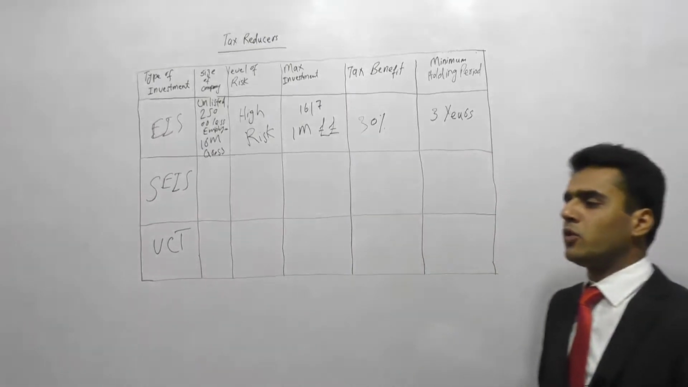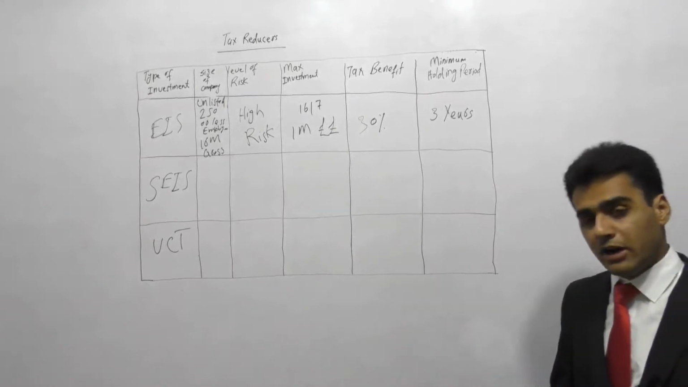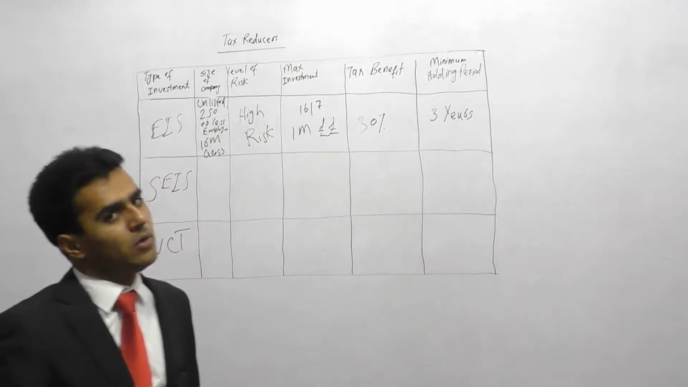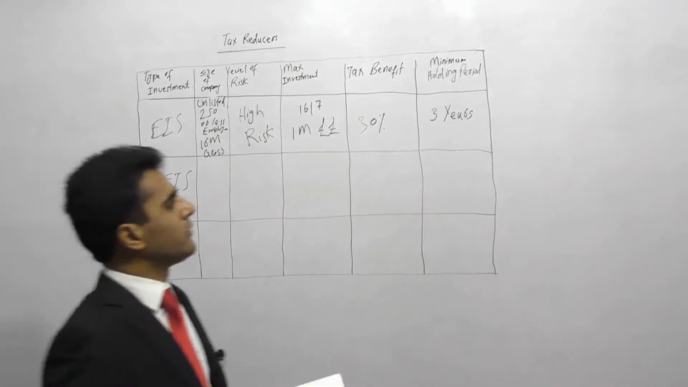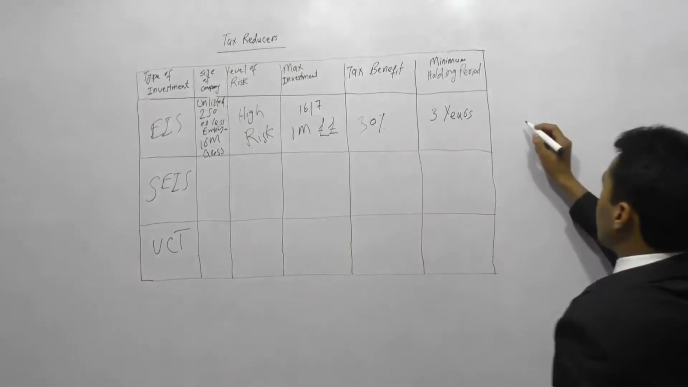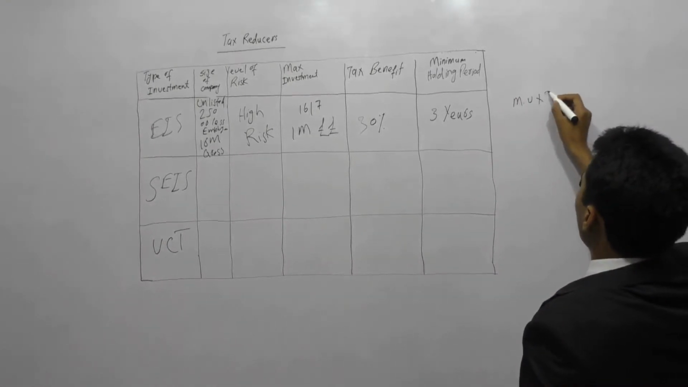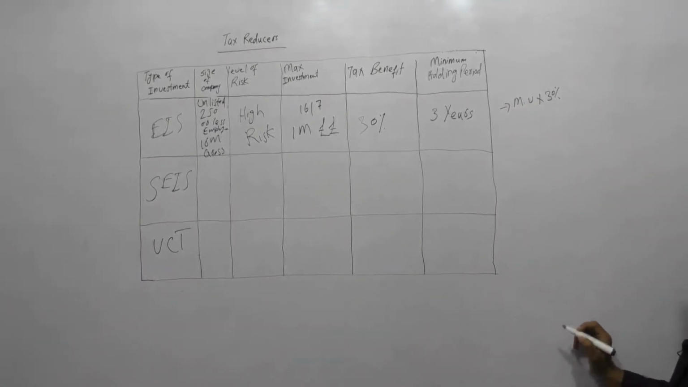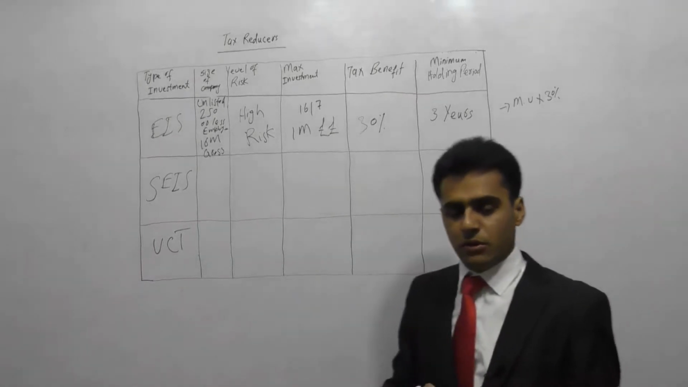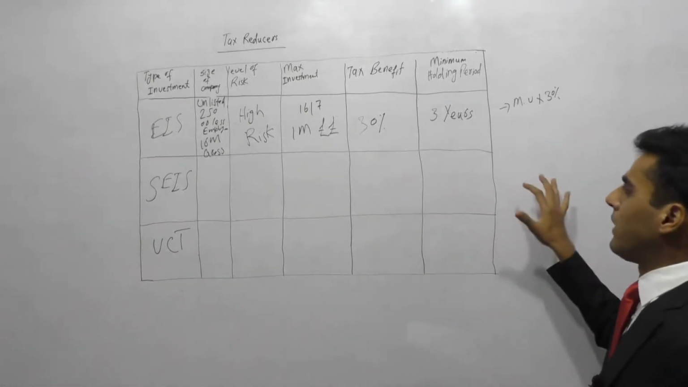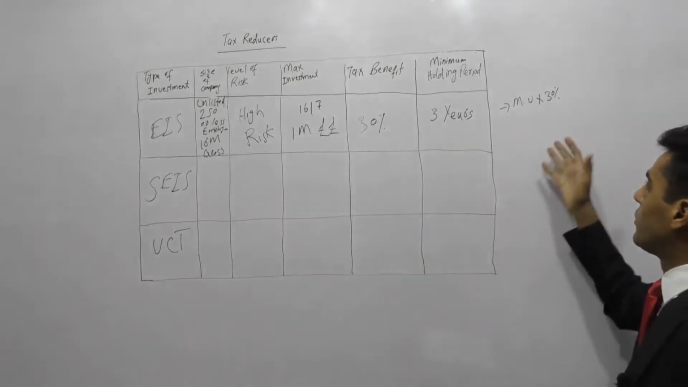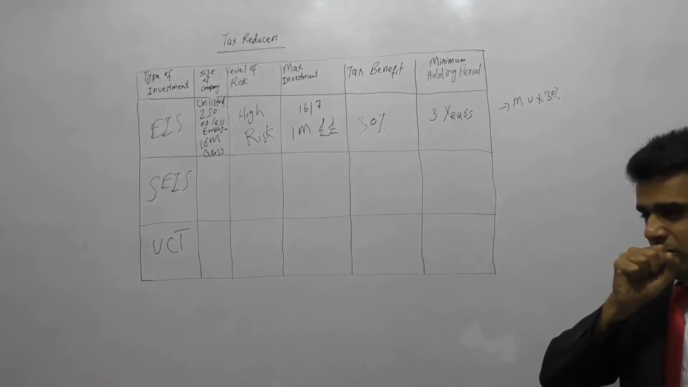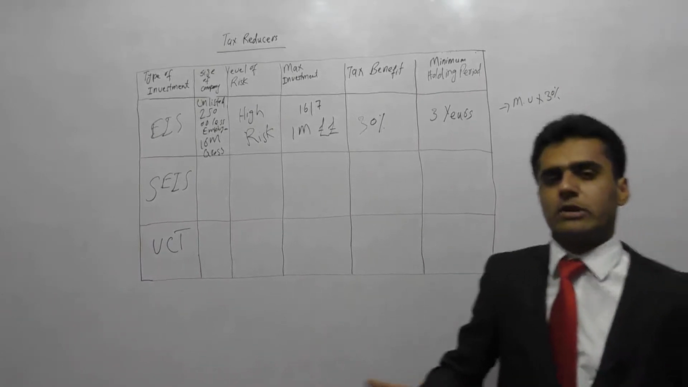Now say for example, if I've sold it at the market value, at the market price, then whatever the market value was, I will have to take market value multiplied by 30%. So if I'm selling it within 3 years, and I'm selling it at market value, I will have to take market value multiplied by 30%. So this will be the amount which I will have to pay back to HMRC.